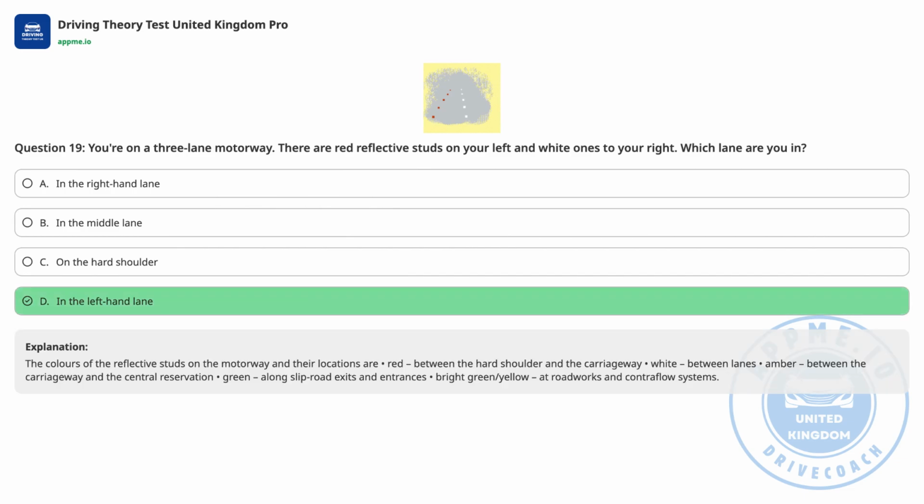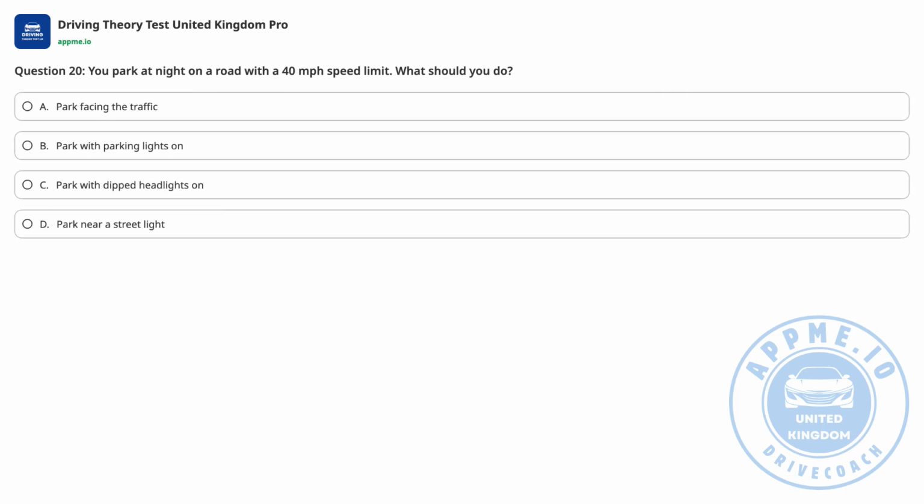The correct answer is D. Question 20. You park at night on a road with a 40 miles per hour speed limit. What should you do? A. Park facing the traffic. B. Park with parking lights on. C. Park with dipped headlights on. D. Park near a streetlight.